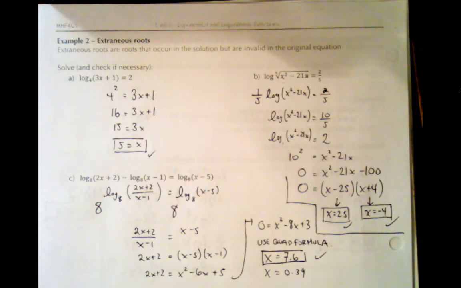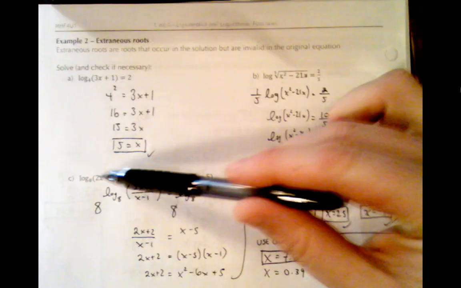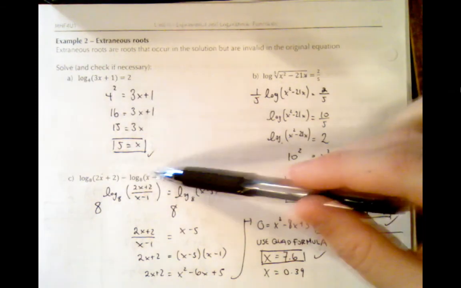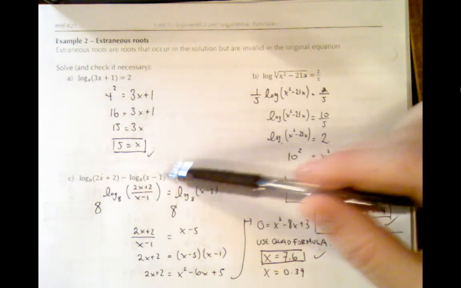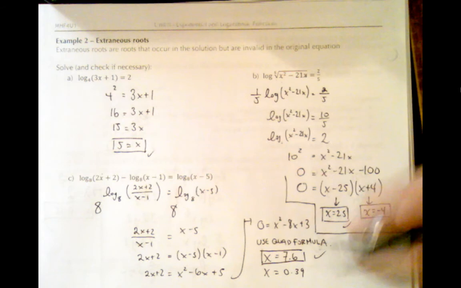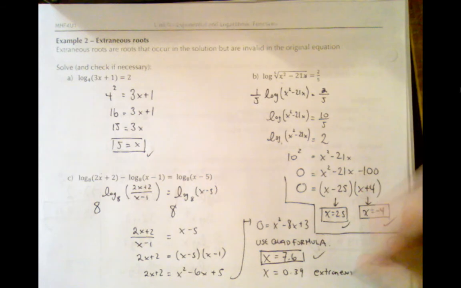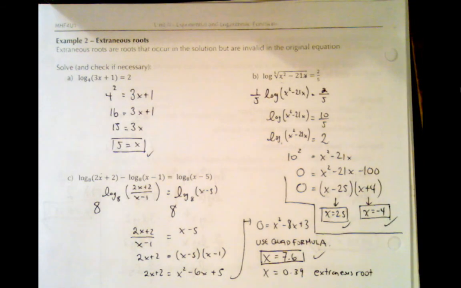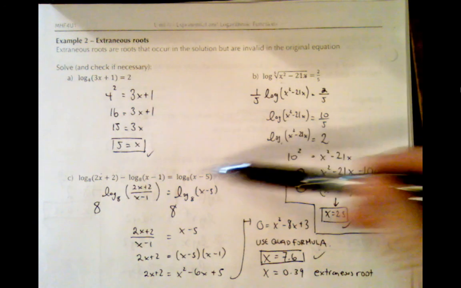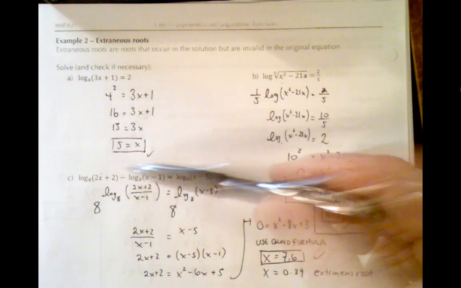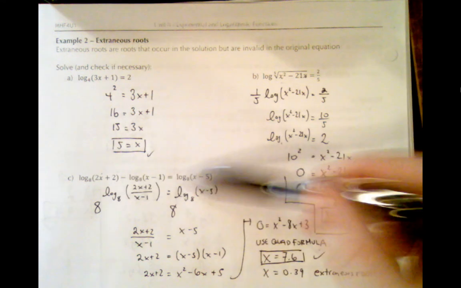Let's try 0.39. 0.39 times 2 plus 2 gives us a positive. 0.39 minus 1 gives us a negative, as well as 0.39 minus 5. So 0.39 is an extraneous root. So therefore, the only answer to this logarithmic equation is just 7.6. That's the only solution. That would be the only x-intercept if we graphed. Well, I guess it wouldn't give you an x-intercept because we don't have it equal to 0. So this would be the only place that this graph would cross this graph.